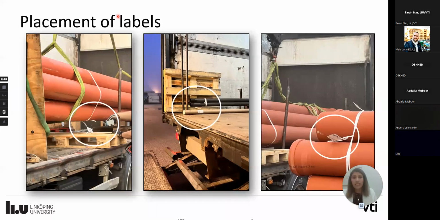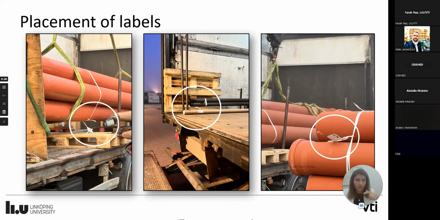Another interesting thing is the placement of labels. These labels are placed randomly on the items. Here, we can see the label is placed on the lower side of the material, so it sometimes becomes a hassle for the driver to scan it, because the driver has to lift up the material, and also look for where the label is.